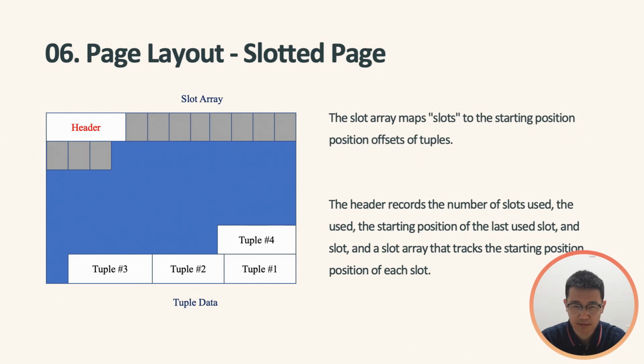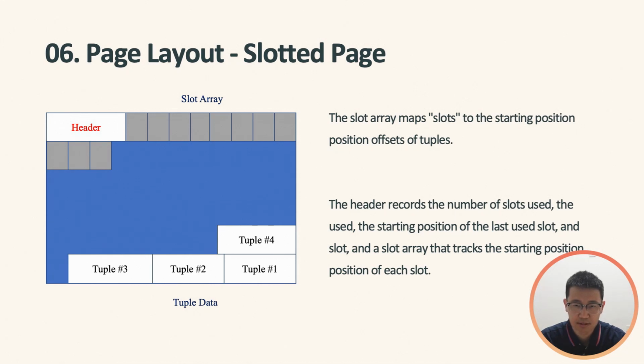After mapping, what does it look like? The first slot array element, 0, maps to tuple 1. The second slot array element, 1, maps to tuple 2. When inserting a tuple, the tuple is inserted at the end of the page layout. The slot array is arranged from front to back, 0, 1, 2, 3. The tuples are inserted towards the end. As the slot array continues to grow, the tuples keep getting inserted.